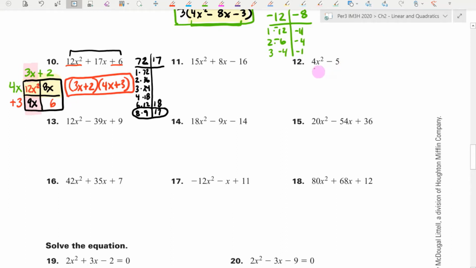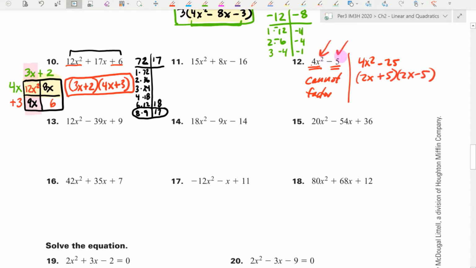For the next problem, whenever you have two terms, if they don't have anything in common, then they both have to be perfect squares. This is a perfect square, that's not. That means you cannot factor this. Now, if this was 4x squared minus 25, then you could factor that. You would factor it into 2x plus 5, 2x minus 5, but you can only factor when they have two terms if they're both perfect squares and the middle has to be a subtraction, a difference of squares, okay? So on your homework, you cannot factor that.